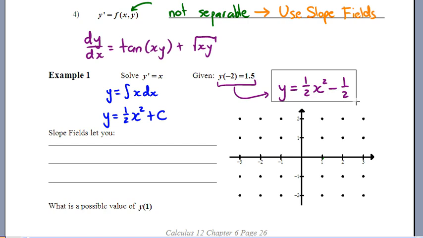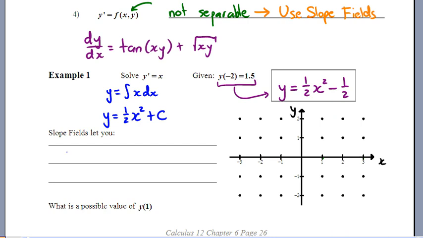But what I want to do is pretend that this question is so hard that I didn't know how to do it. And so I'm going to draw a slope field on this graph paper right here. I've got my x-axis going this way, my y-axis going that way. And it looks like I'm going to go from negative 3 to 3 for x's and then negative 2 to 2. So here's what slope fields actually do for you.